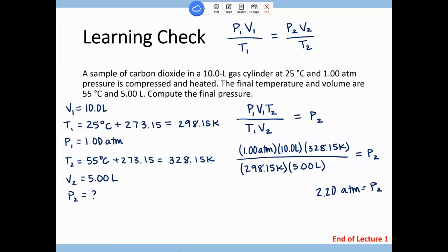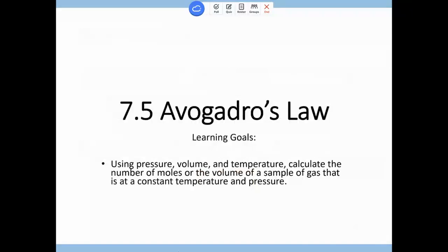Okay, so this section we covered the combined gas law, in the top right corner, that the pressure, volume, and temperature of a gas at initial conditions can be related to those values at final conditions through this equation. And then our next law is Avogadro's law, and this relates the volume of a gas to the amount of gas present.